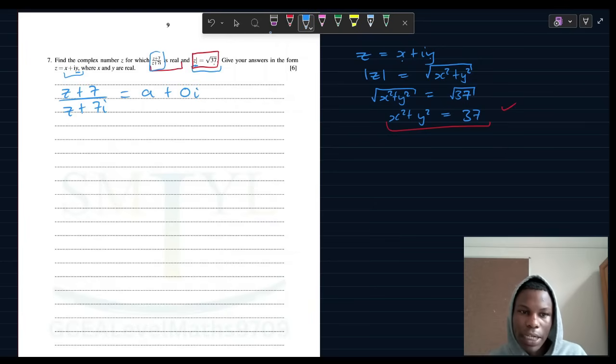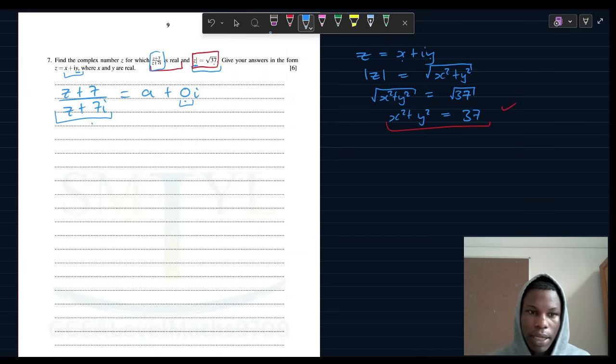So what we can do here is find what the imaginary part is here, and then we equate it to that. Because remember, there's a rule that states that two complex numbers are equal if and only if both their real parts are equal and their imaginary parts are equal. So if we find the imaginary part of the left-hand side, we know that it should be equal to 0.